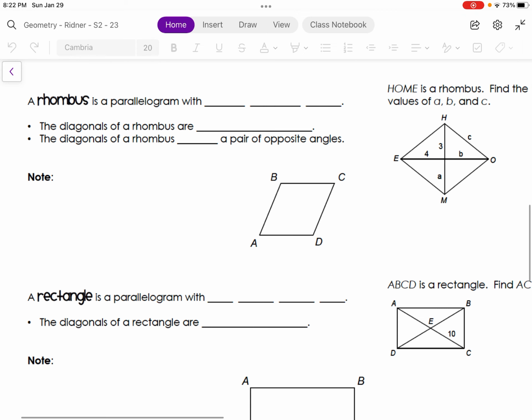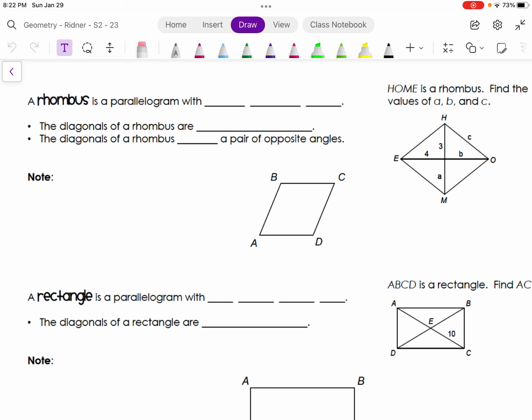Okay, so starting with the rhombus. A rhombus is a parallelogram with 4 congruent sides. Okay. The diagonals of a rhombus are perpendicular. And the diagonals of a rhombus bisect, so that means cut in half, a pair of opposite angles.